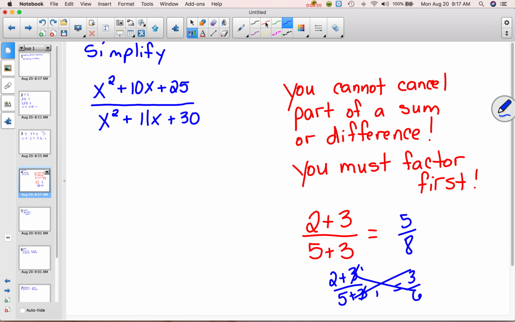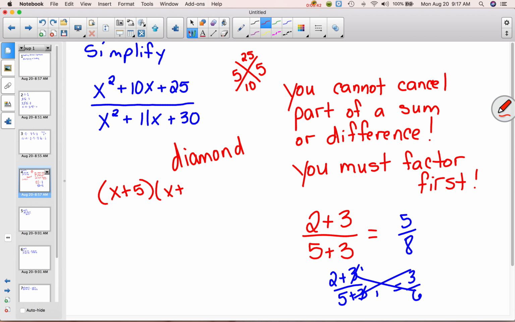Now, what you can do is a diamond problem like we did last year. So if you wanted to, for the numerator, you would have this product is 25 and the sum is 10. So we could have a 5 and a 5. Because it's just an x squared, we don't need a box. So we can say x plus 5 and x plus 5.